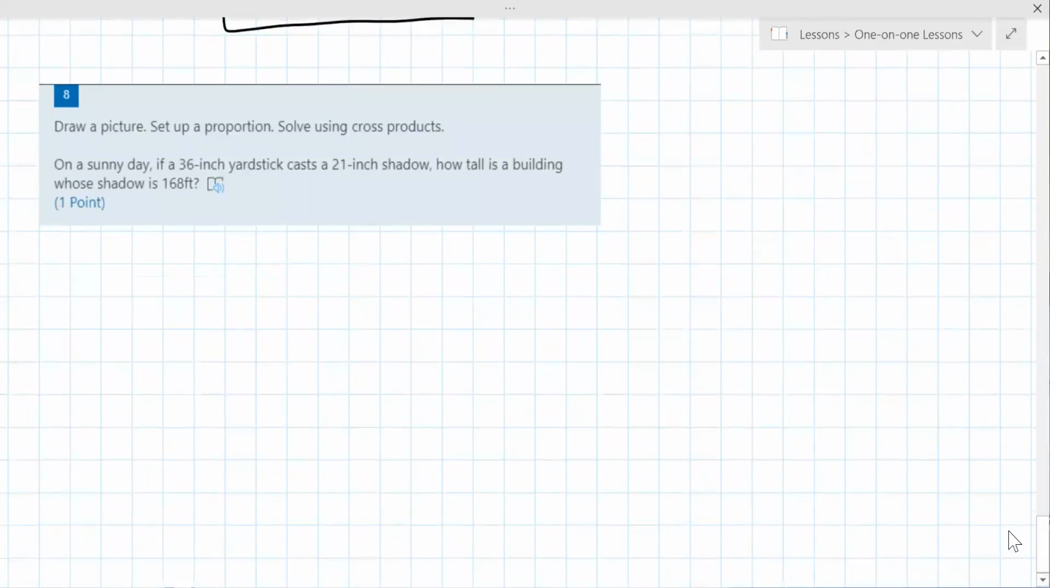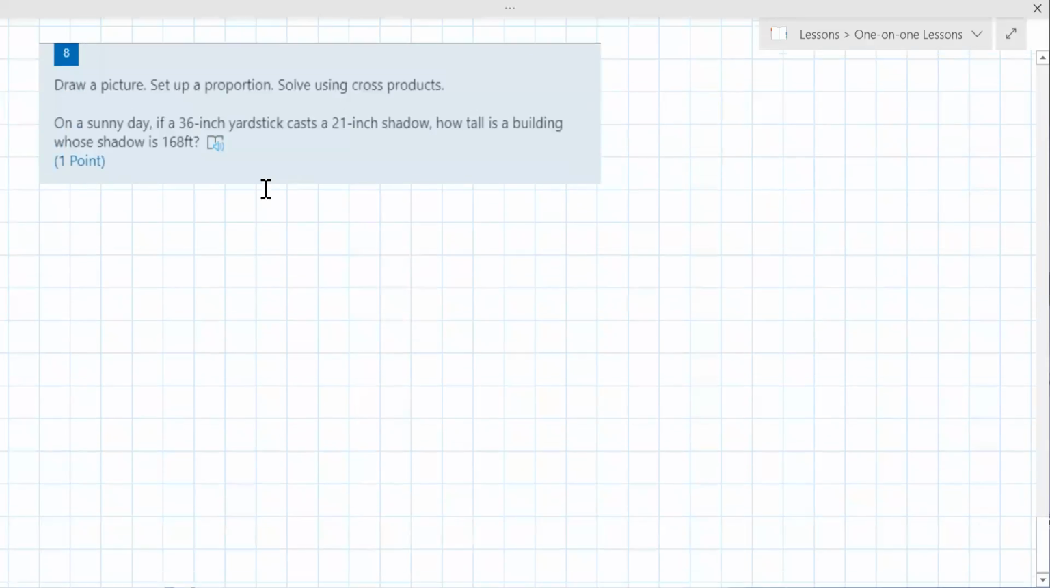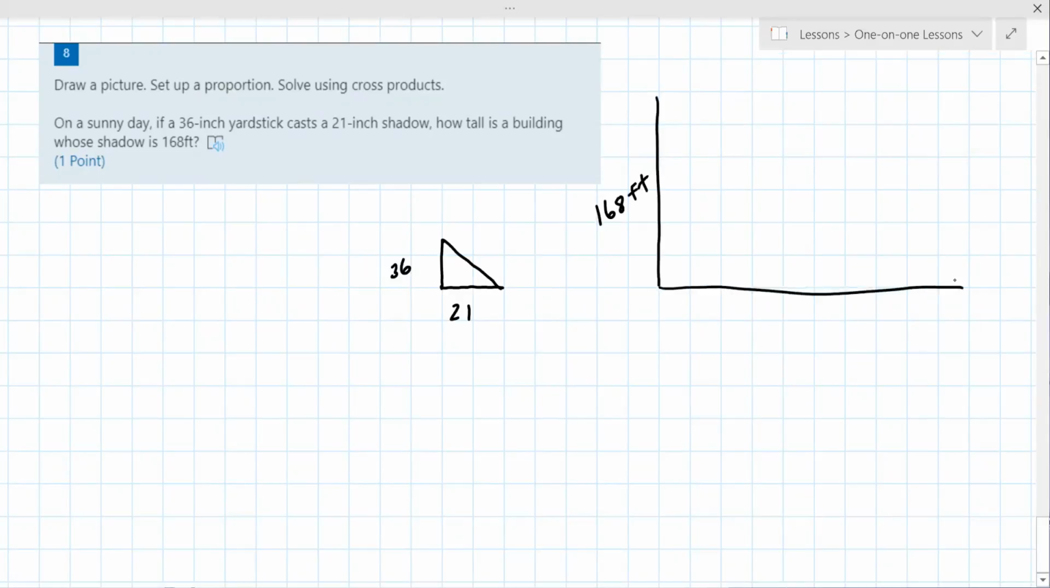All right, so this problem represents a new type of challenge where you got to draw the picture and set a proportion. I felt like the best pictures were the ones where they were two separate triangles. So the idea is that you've got a yardstick here, 36 inches, and it casts a 21-inch shadow. Over here, there's a 168-foot building. Notice that's in feet, not inches, and it casts a shadow of, we have no idea how long.